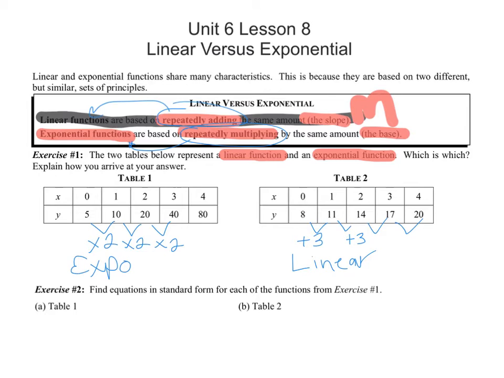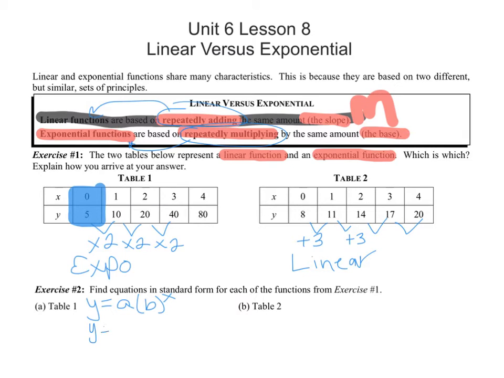Now exercise 2 says, using the same tables, find equations in standard form for each of the functions from exercise number 1. Since table number 1 is an exponential function, I'm going to just start by writing the formula, y equals a times b raised to the x power. Little refresher that my a is my y-intercept, my starting value. So I'm going to go ahead and highlight my starting value just like we were doing in class. It's where my x is 0, so I found where my x is 0. And now that is my a.